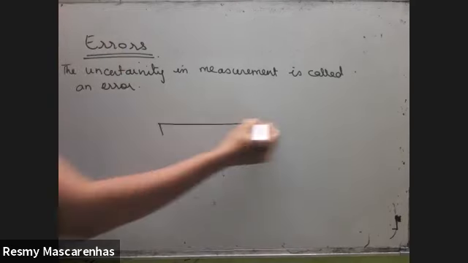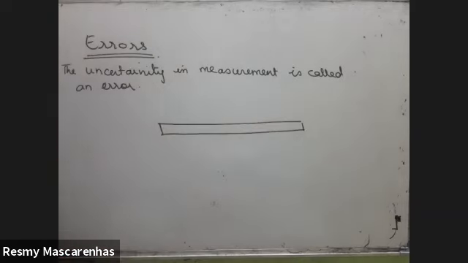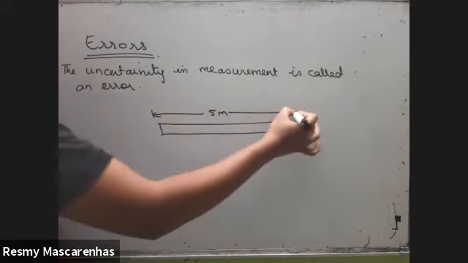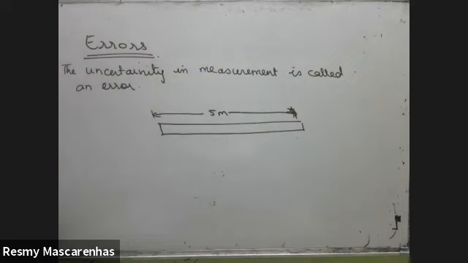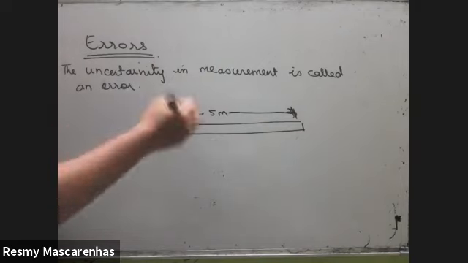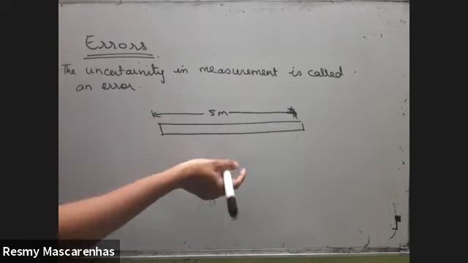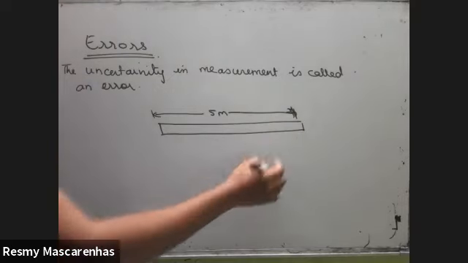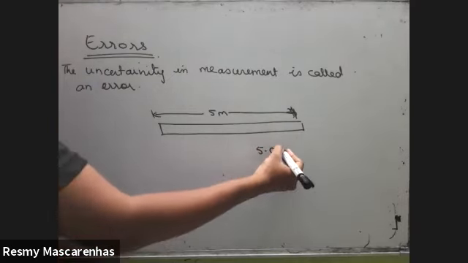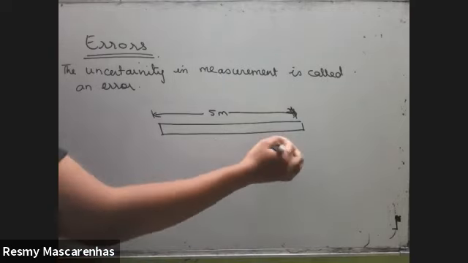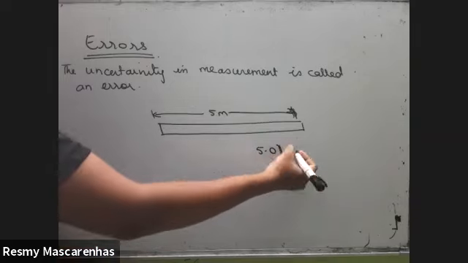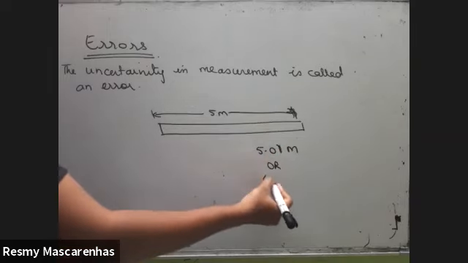Suppose I go and buy a ribbon. Okay, I say give me a 5-meter ribbon. The shopkeeper gives you a 5-meter ribbon, you come home and then you try to measure it again. Now, it's not necessary that you might get exactly 5 meters. Sometimes when you are measuring, you may get 5.01. So 5.01 is slightly bigger than 5. Or you could get slightly smaller than that also.